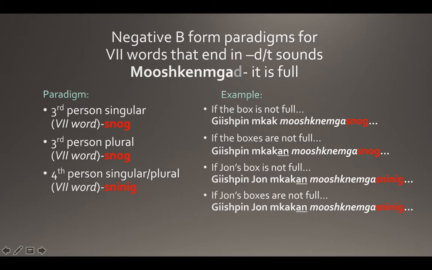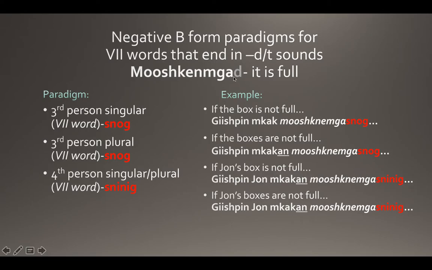Moving on to our fourth person, we have if John's box is not full. So we're using gishbin for if. John. Mkuk is box, but mkukun is his box or his boxes. And then we have our verb, moshnem gud. But we drop this D sound for the B form suffix, sninig.